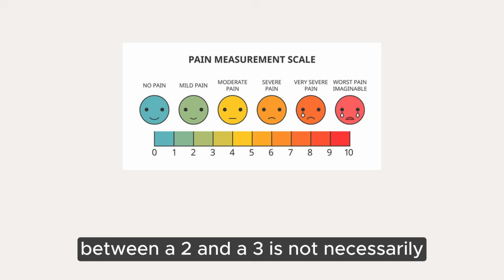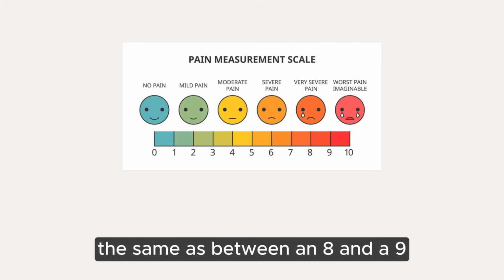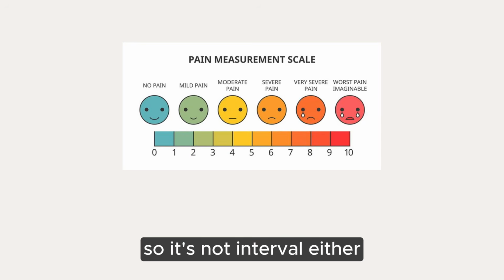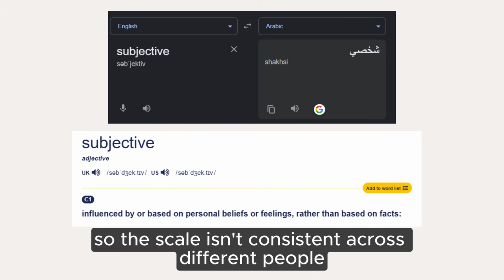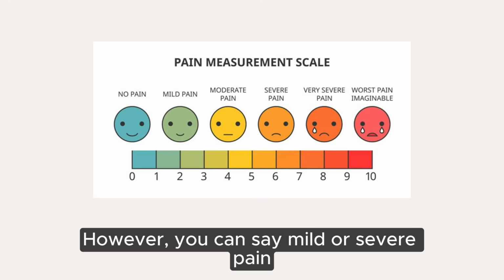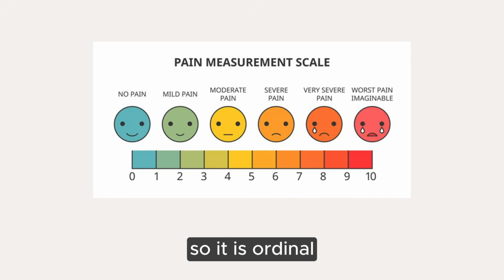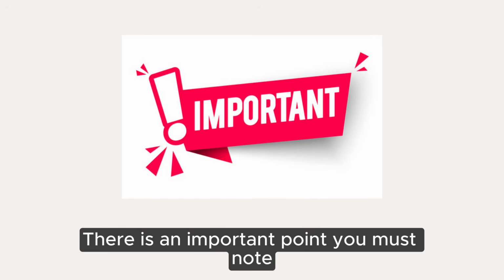And the distance between a 2 and a 3 is not necessarily the same as between an 8 and a 9, so it's not interval either. Pain is subjective, so the scale isn't consistent across different people. However, you can say mild or severe pain, so it is ordinal. There is an important point you must note.